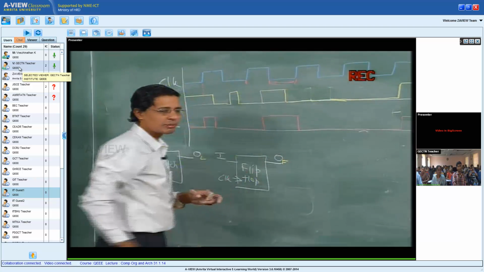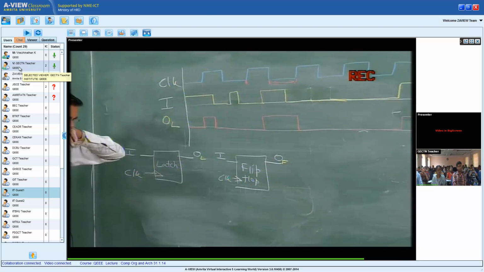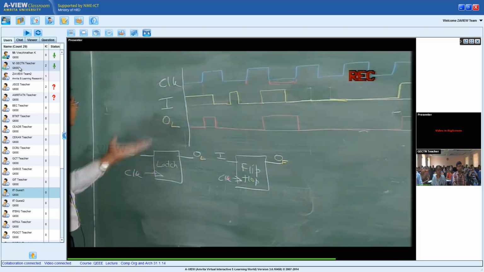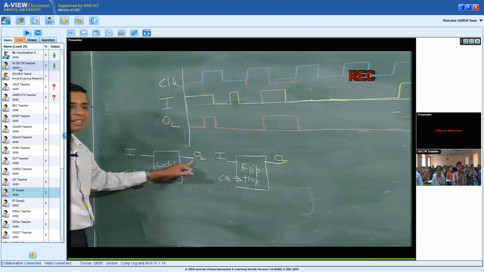As long as the clock is 0, the latch retains the last assigned value of the input. So in this way, the latch actually depends upon the level of the clock to decide whether the output should be equal to input or the old value of output should be retained.